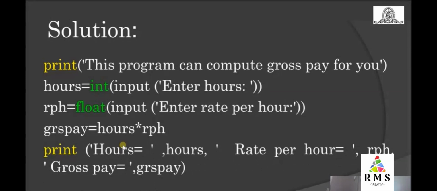Also, we are going to print it systematically. So hours will be equal to, this variable is hours. Rate per hour. Over here within the single inverted quotes, again this thing will be printed as it is, comma, this is the variable rph which I have used over here, and gross pay, comma, GRS pay. So this is the variable of gross pay calculated on the output side. So now we are going to run this code on Python.